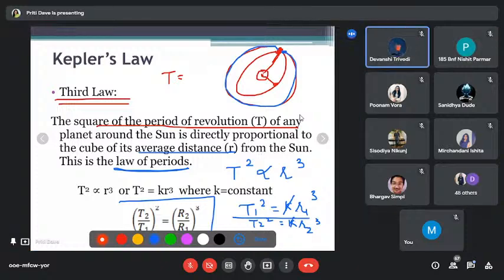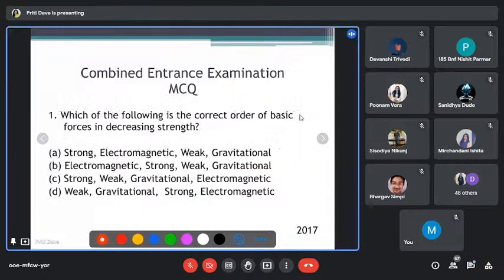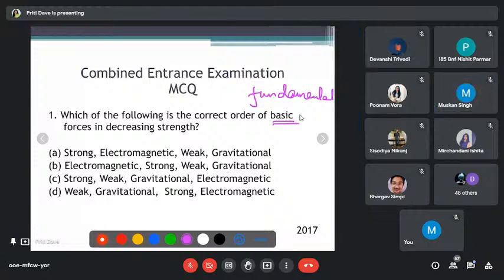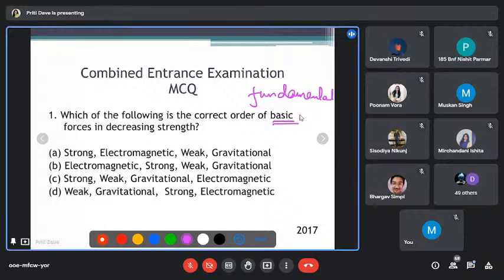Fantastic. So from your 2017 biotech paper, question: which of the following is the correct order of basic forces? Now, fundamental forces are also known as basic forces. Can somebody please tell me what's the correct answer? Option A. What do we want? Decreasing strength. Decreasing strength means the strongest will come first, the weakest will come later.